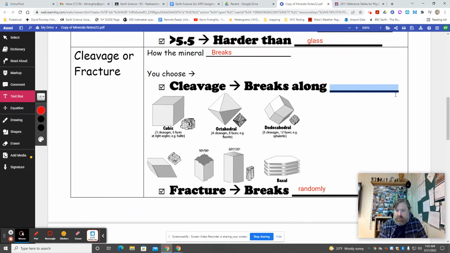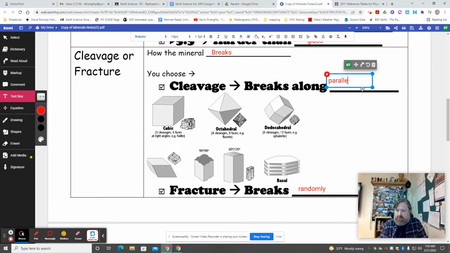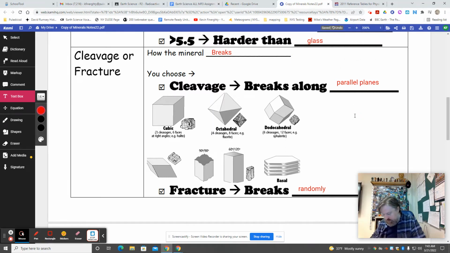Cleavage is when it breaks along parallel planes, like flat surfaces. So when something like this breaks, see how it looks like a perfect parallelogram here? That's this kind of cleavage right here. If I took a rock hammer and smashed this, I would just smash it into smaller versions of this parallelogram. So if you see multiple parallel flat faces, you're probably talking cleavage. If it just looks like a hunk of rock, I don't see any flat faces parallel to each other, that's fracture. Maybe tricky, I'm here to help, okay?